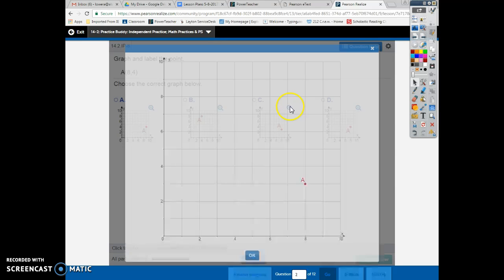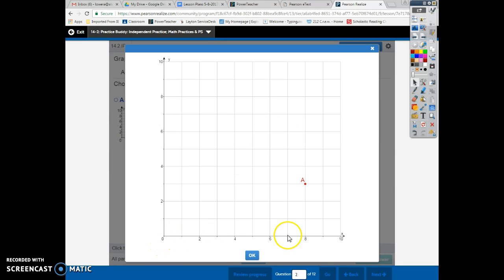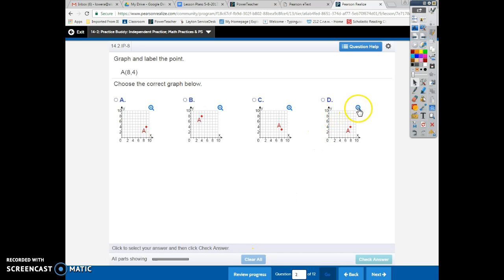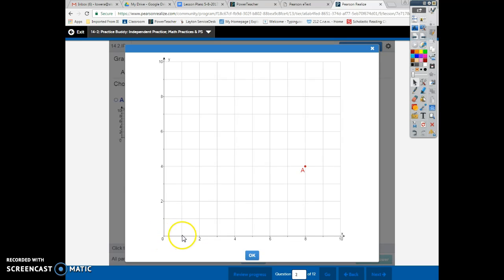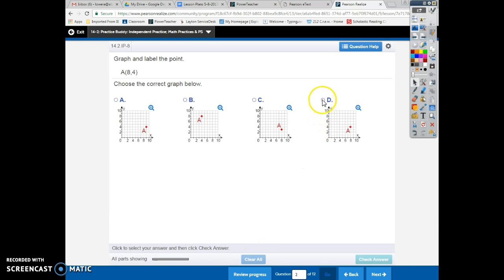So let's open up this one. And hey, there's 8 on the x, but it's only 3 on the y. It's only right here at the 3. So that's not it, which leaves us with letter D again. And checking it, we go 8 on the x and 4 on the y. So I know D is my answer choice.